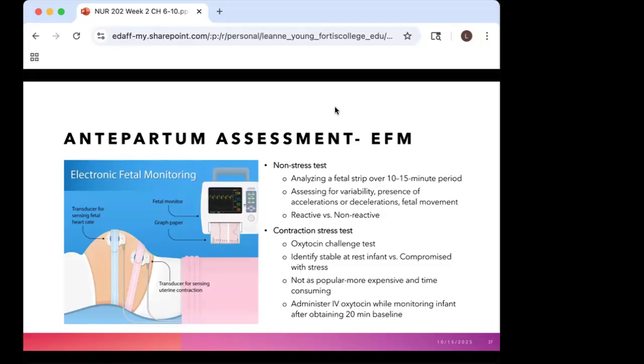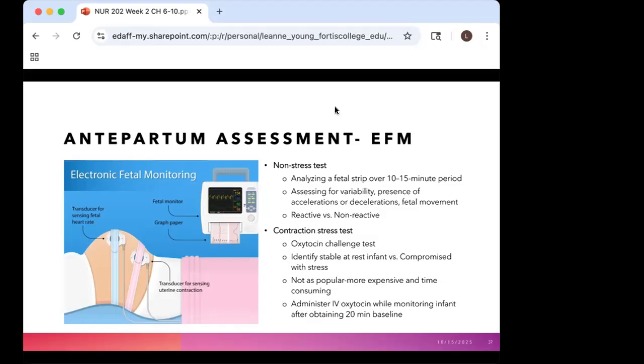A contraction stress test is not as common because it's more expensive. It takes a little bit longer, and you're actively doing things to potentially stress your baby out. I've been a labor and delivery nurse for almost 6 or 7 years now, and I've never done a contraction stress test. Granted, I don't work at a big hospital facility, so that might be more common at a trauma facility or a bigger hospital, but I've never really done one of these.